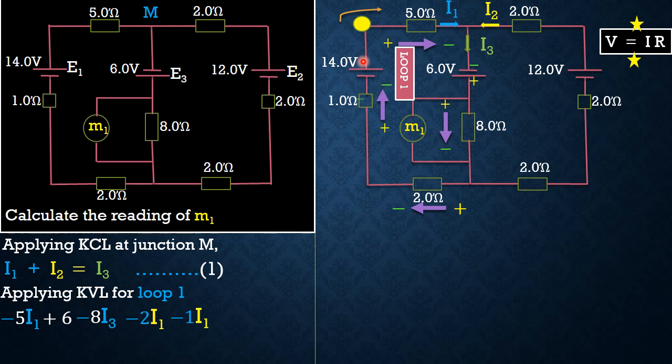Then, guys, we have arrived at the cell. We are touching the negative terminal first and the positive terminal last, so there's a positive potential. So we're going to have +14. Since we have arrived back at the point where we started, we simply equate everything to 0.